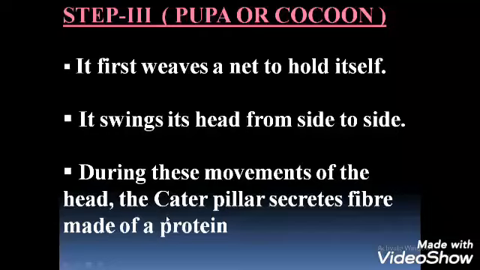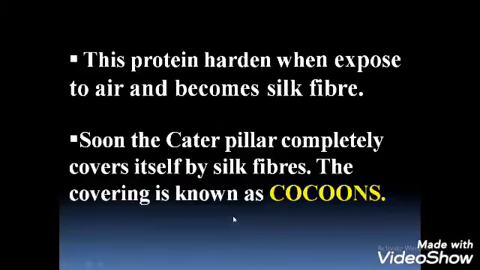In this stage, fibers are made by the caterpillar. This protein hardens when exposed to air and becomes silk fiber. Soon the caterpillar completely covers itself with silk fibers. Then the covering is known as what? Cocoons.